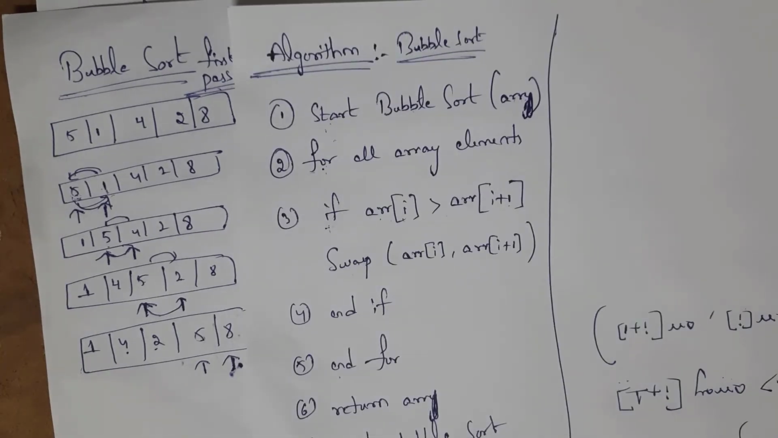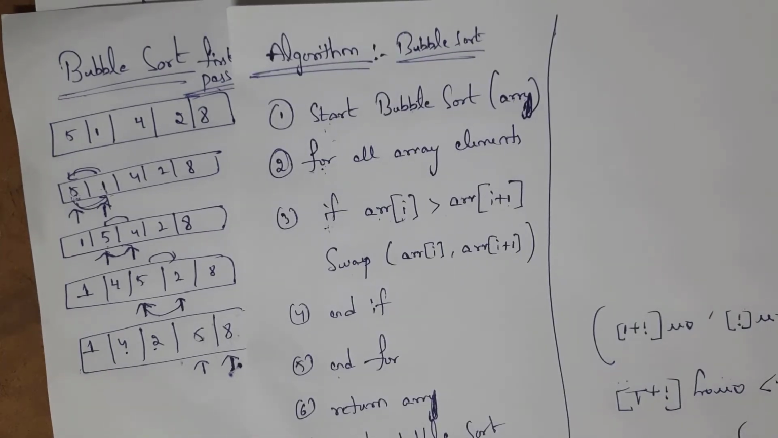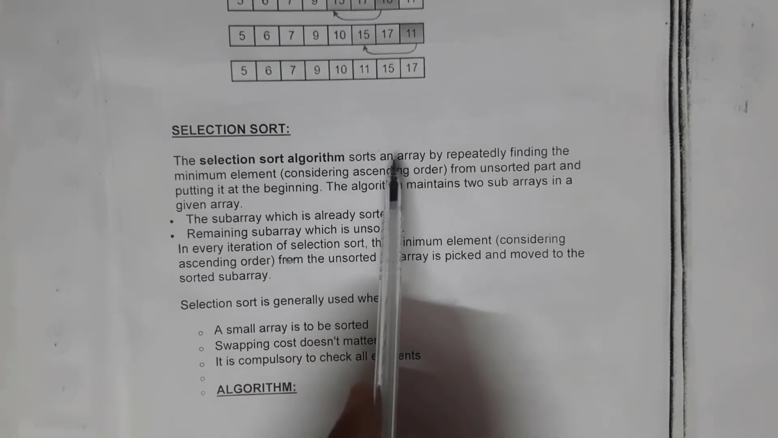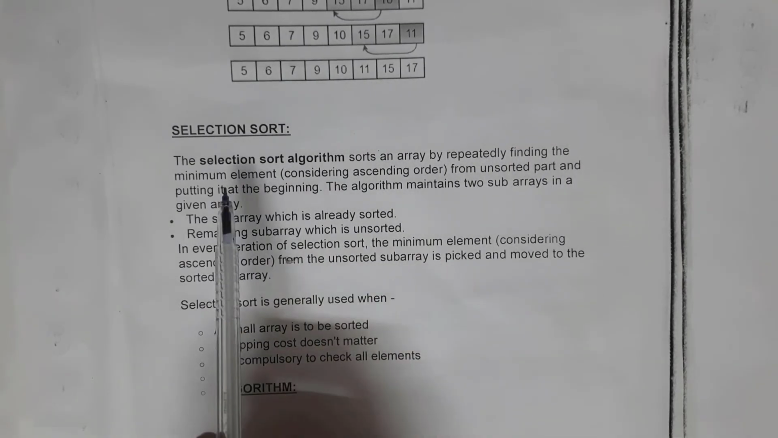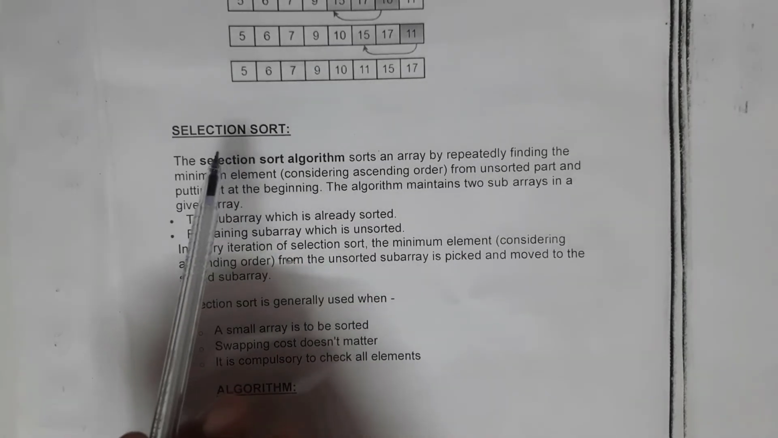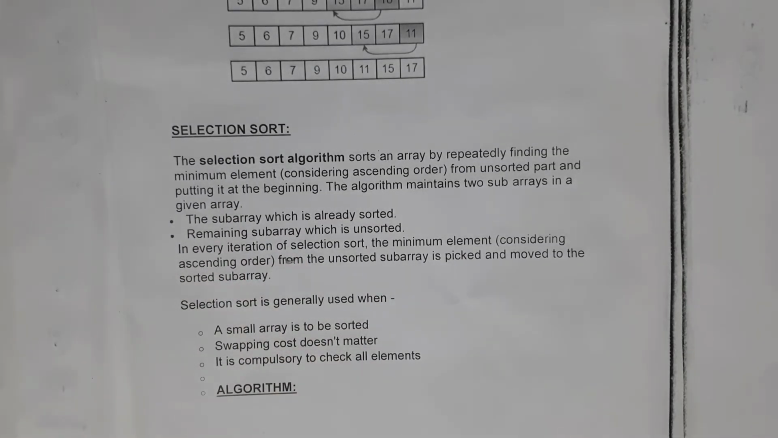So you need to remember the definition of bubble sort, that is we swap adjacent elements if they are in the wrong position. Next I will explain what is selection sort. This selection sort algorithm sorts an array by repeatedly finding the minimum element from the unsorted part and then putting it at the beginning. This selection sort maintains two arrays. One is a sorted array and one is an unsorted array.